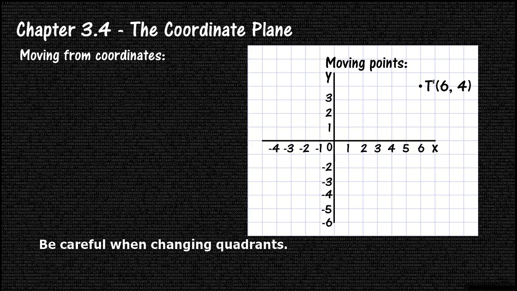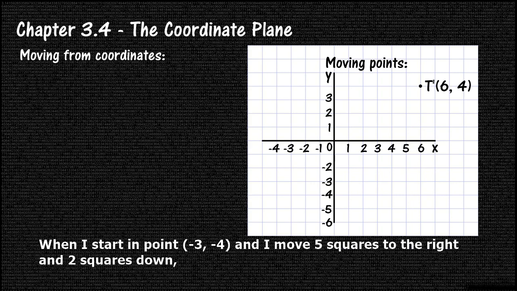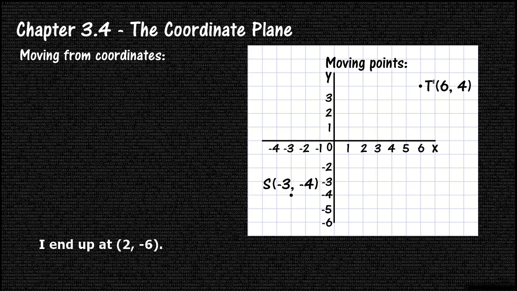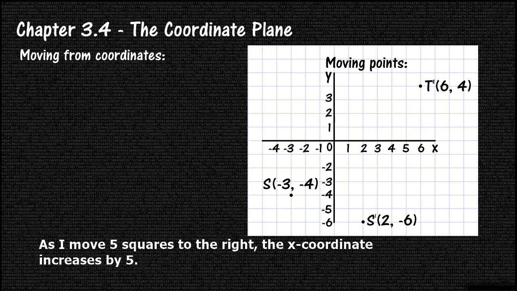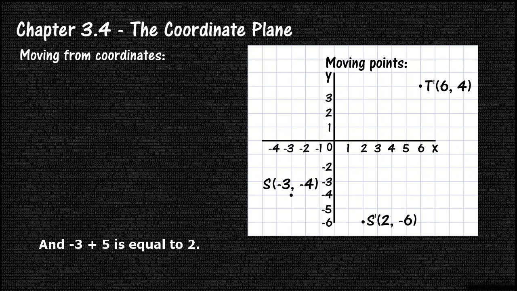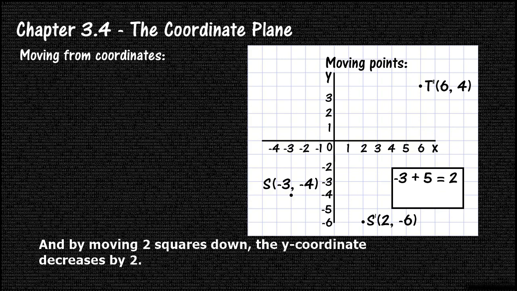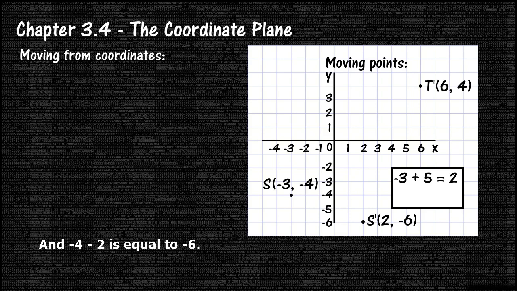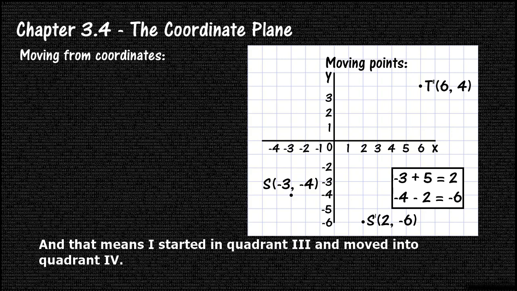Be careful when changing quadrants. When I start in point (-3,-4) and I move 5 squares to the right and 2 squares down, I end up at (2,-6). As I move 5 squares to the right, the x-coordinate increases by 5 and -3 plus 5 is equal to 2. And by moving 2 squares down, the y-coordinate decreases by 2. And -4 minus 2 is equal to -6. And that means I started in quadrant 3 and moved into quadrant 4.